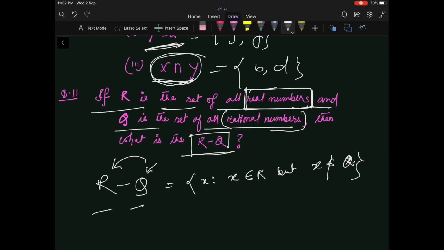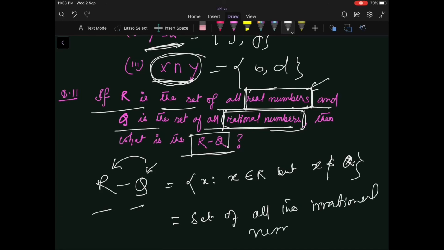That means you have to eliminate all the elements in Q from R which are common in these two sets. So if you eliminate all the rational numbers from the set of real numbers, then you will get the irrational numbers. So R difference Q will be the set of all the irrational numbers. So that is the answer of question number 11.